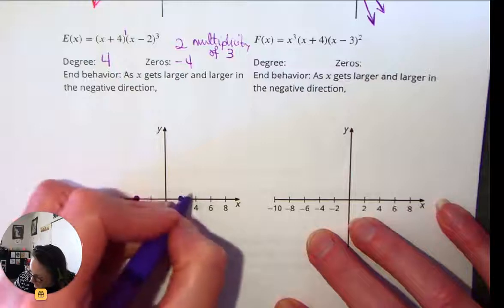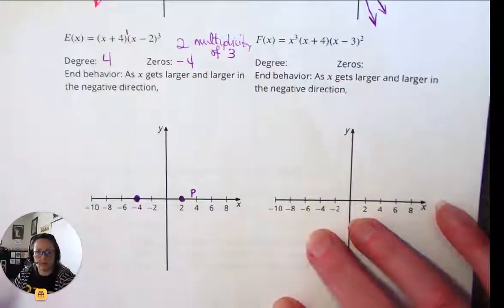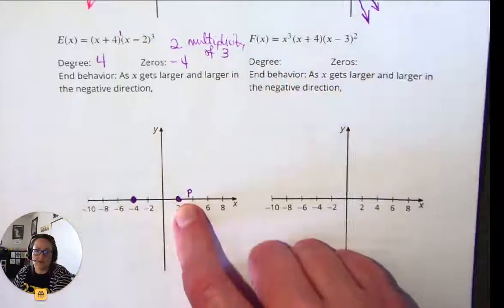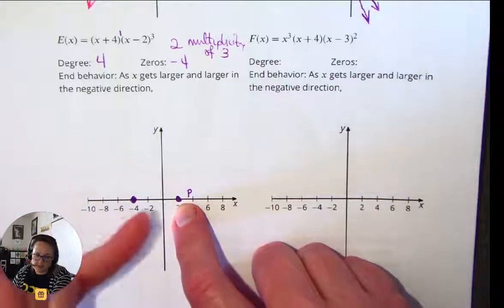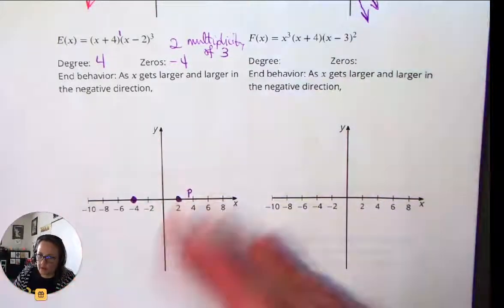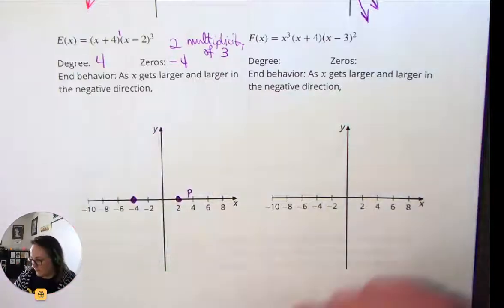This is going to have a pause, right? A pause or a plateau. That's what I'm going to put a P there for. It's going to kind of get there and sit there for a little bit and then go in whatever direction it was starting in.